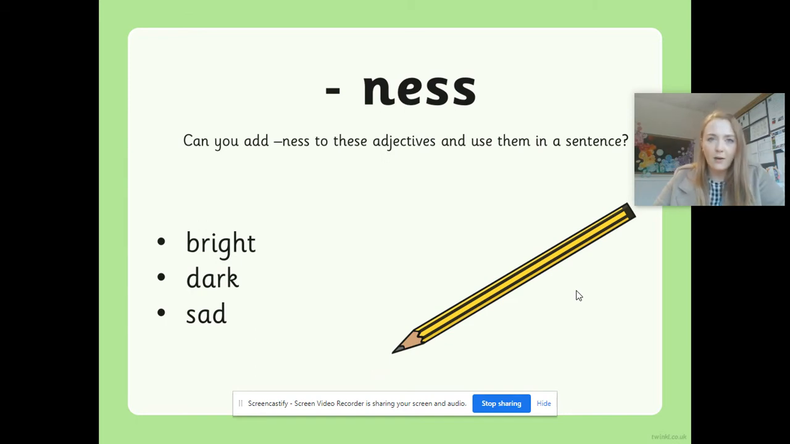So have a go now at these. So pause the video here and maybe on a piece of paper if you've got some at home, maybe you've got a whiteboard at home, have a go at adding ness onto the ends of these words. And then if you want to challenge yourself more, you could put them into a sentence.